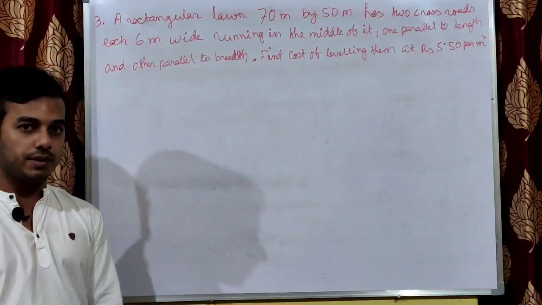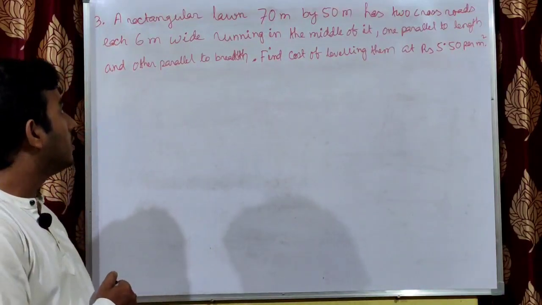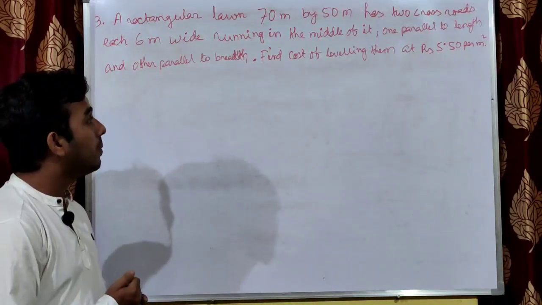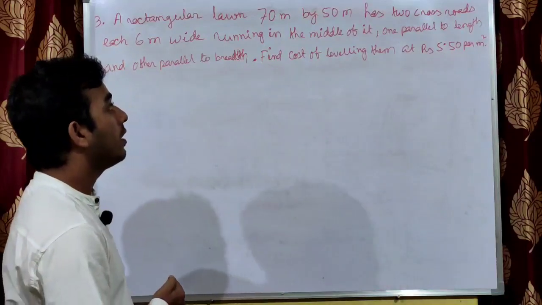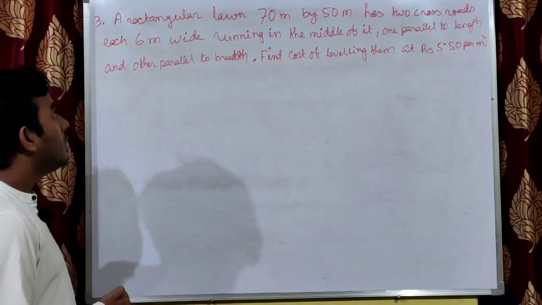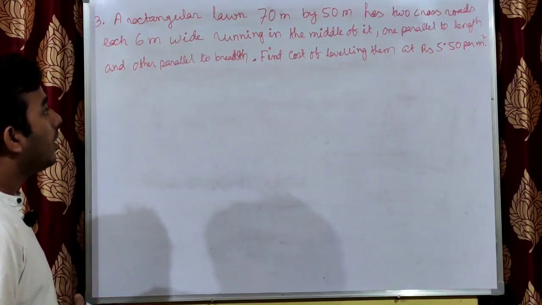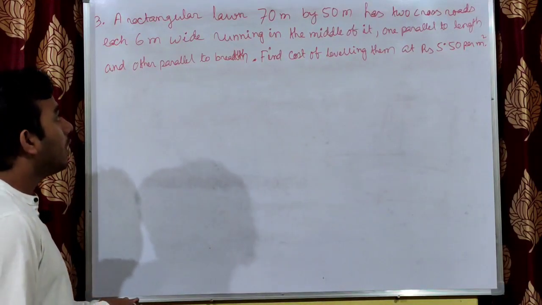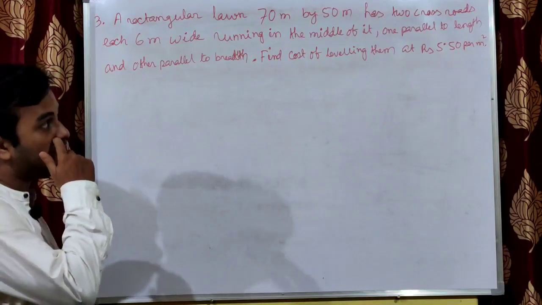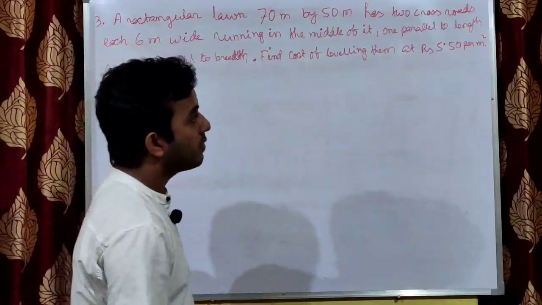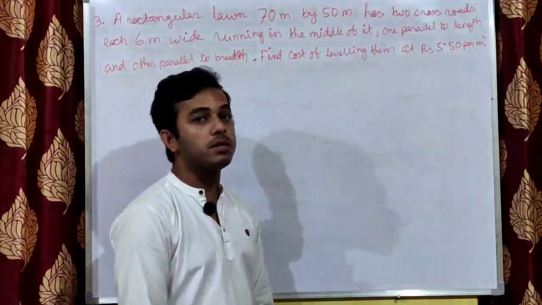Okay, now let us move to our third question. Here the question is, a rectangular lawn 70 meter by 50 meter has two crossroads, each 6 meter wide, running in the middle of it. One parallel to the length and the other parallel to the breadth. Find the cost of leveling them at rupees 5.50 per meter square.